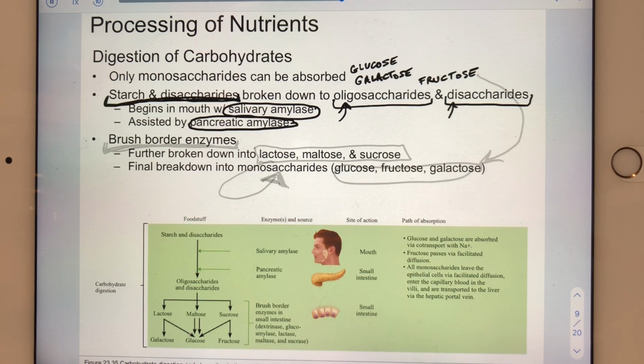step that's necessary is achieved via brush border enzymes. Remember, these are enzymes that are secreted by the microvilli of the small intestine's simple columnar epithelium. And so these brush border enzymes help us to break down even oligosaccharides into disaccharides, but we want to finally break these down into monosaccharides, and that's what our brush border enzymes achieve. Okay. Oh, I didn't even realize these three were already on here. Sorry.